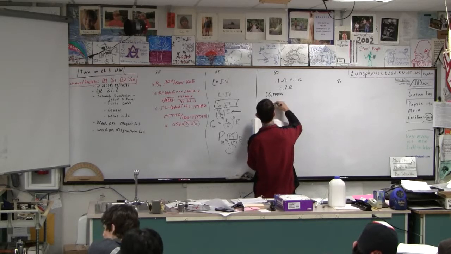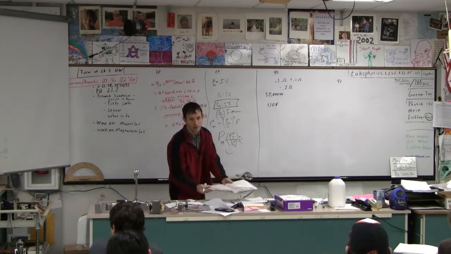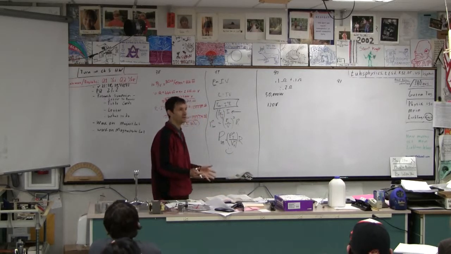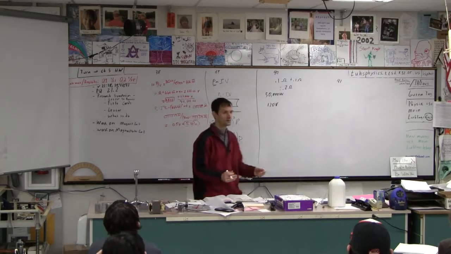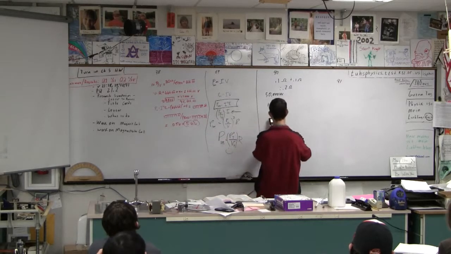So at 120 volts, what's our current? Because the power loss is always I squared R, right? So what's our current at 120 volts? How do we do that? Is it just 50,000 divided by 120, right?